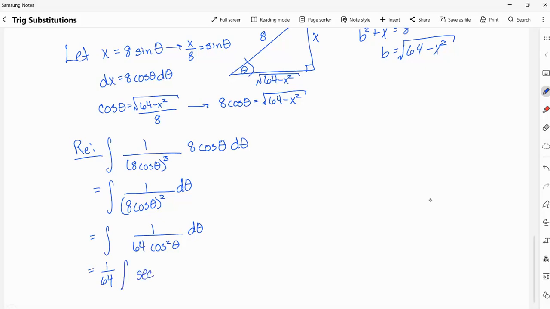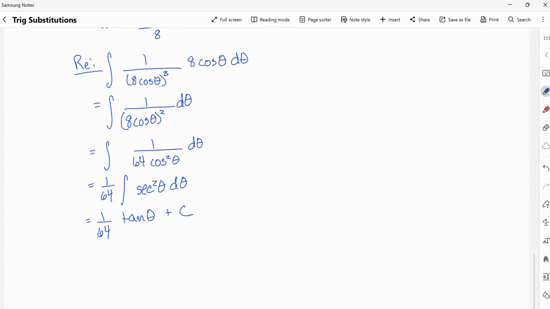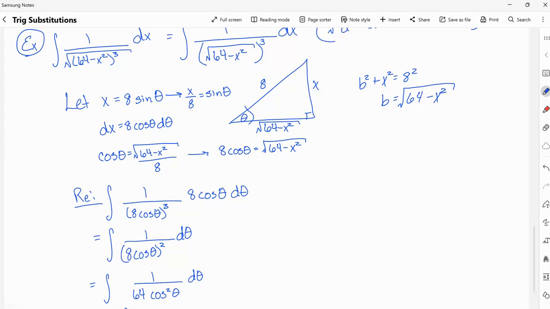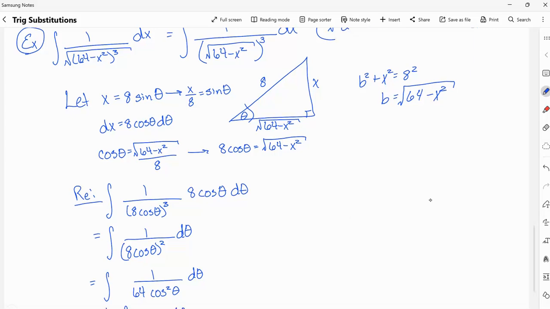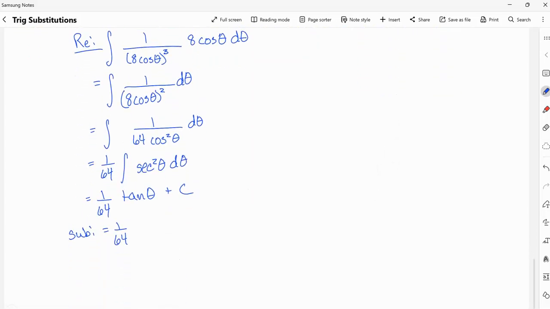And then we're integrating secant squared. And we know the antiderivative of secant squared is tangent plus c. And then we just have to figure out what would tangent be, because we've got to go back from this trig world back into x's. Tangent is opposite over adjacent. So tangent of theta would be replaced by x over square root of 64 minus x squared.